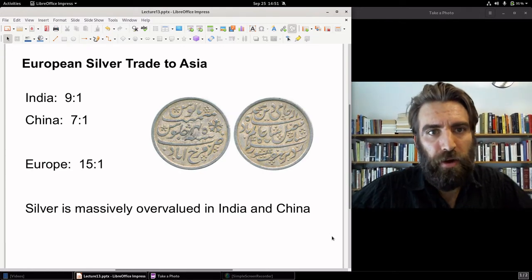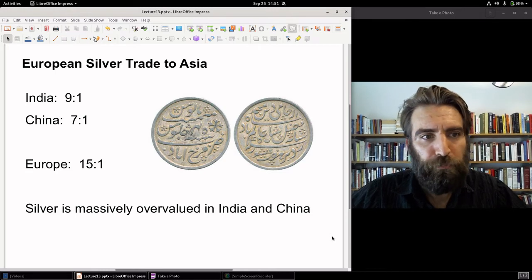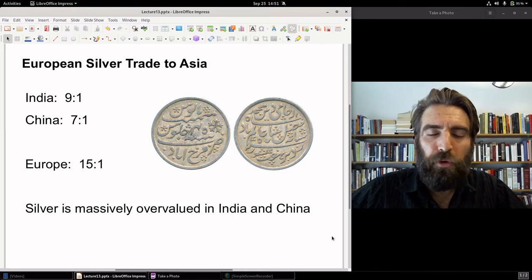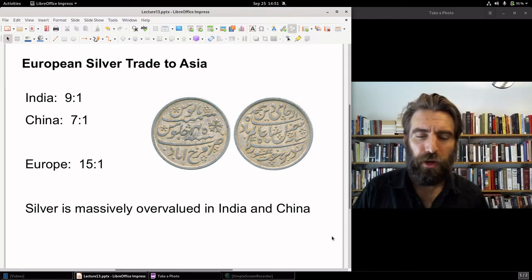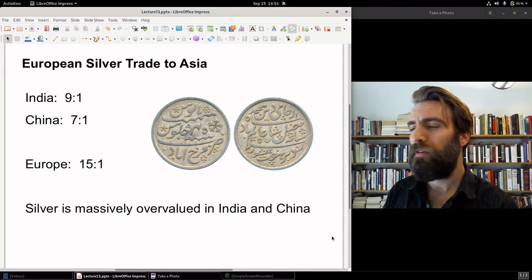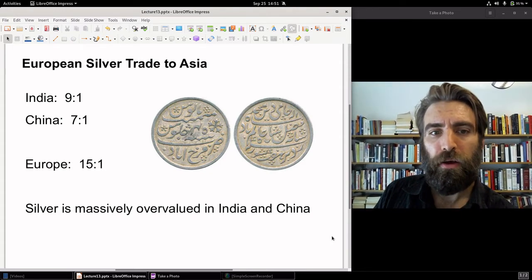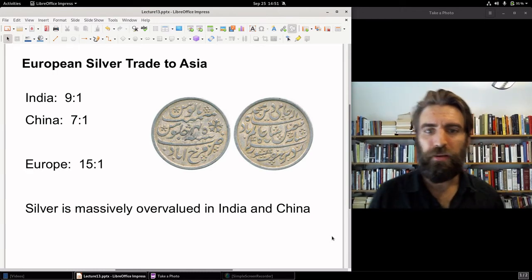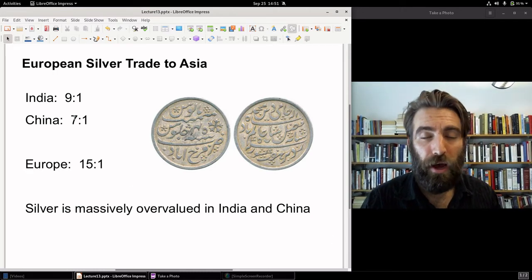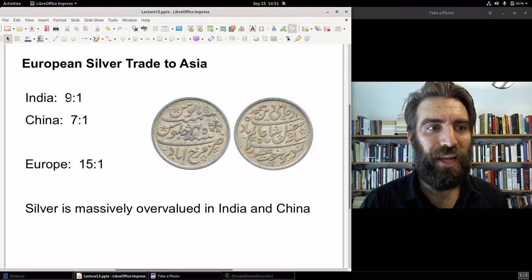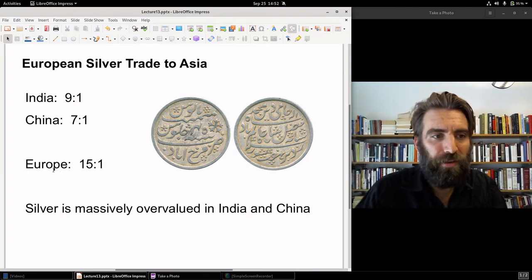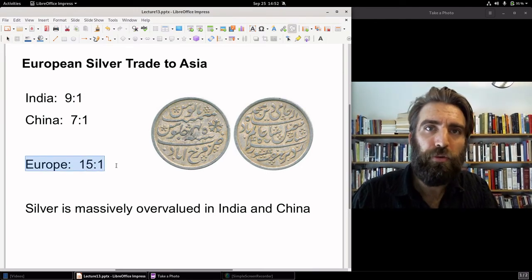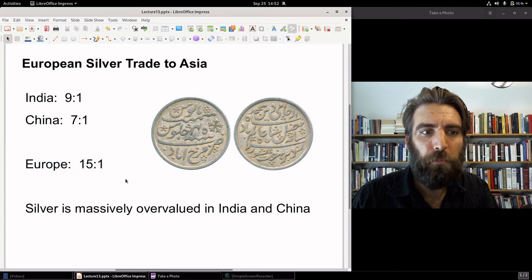Let me give another example of how this worked. Remember when we were in the previous lecture, Lecture 12, when we were talking about the global silver trade. Why was it the global silver trade and not the global gold trade? Well, one of the reasons was because silver was heavily overvalued in India and China relative to Europe. By the 17th century, here's the prevailing ratio between silver and gold in Europe, 15 to 1. You need 15 ounces of silver to buy 1 ounce of gold.